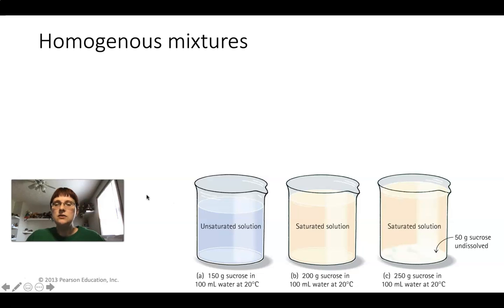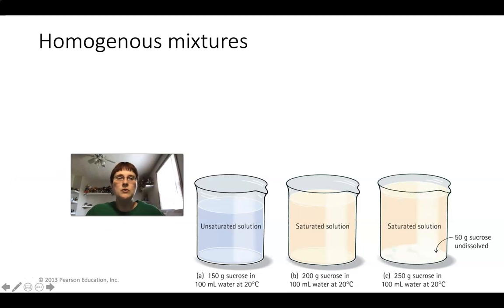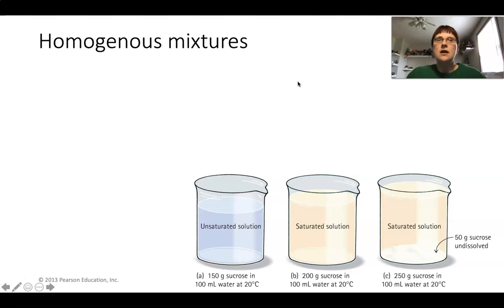So let's look more closely at these mixtures, because there are actually two groups of homogeneous mixtures. Heterogeneous mixtures are just heterogeneous. You can see and observe the different pieces and parts in them. Boom, done.